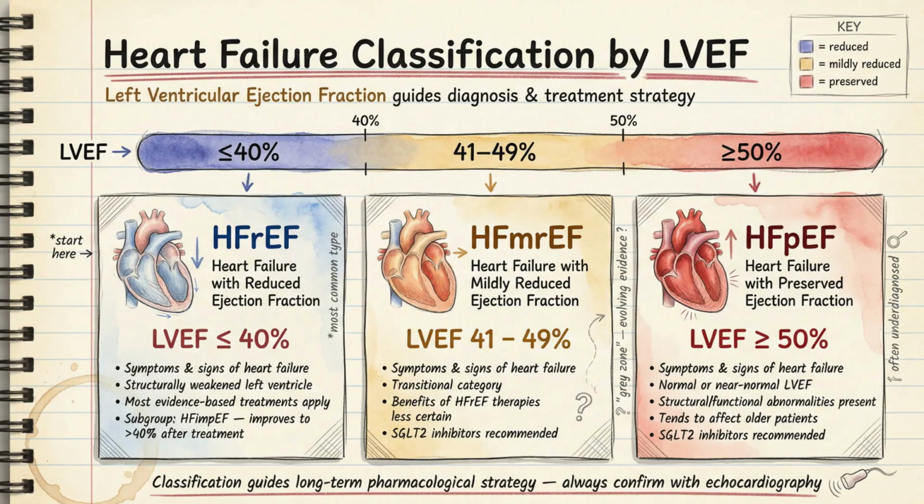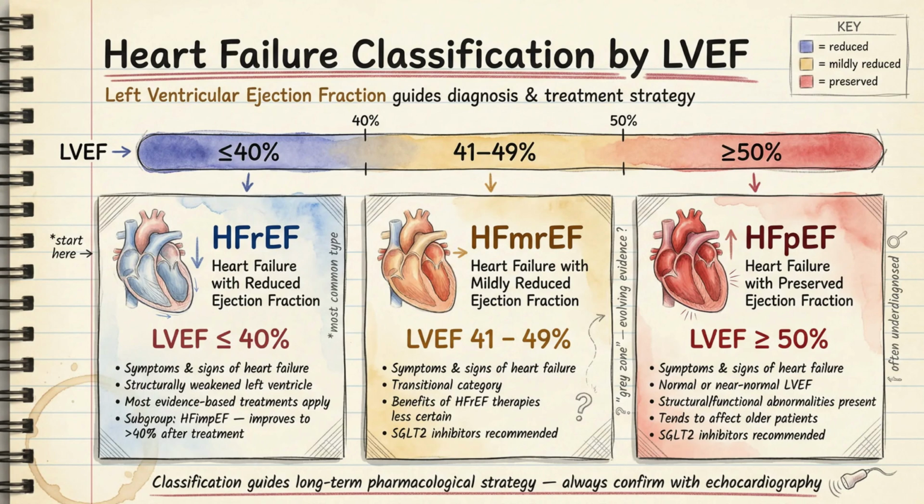Second, HFmrEF, heart failure with mildly reduced ejection fraction, LVEF between 41 and 49%. This is a transitional category, sometimes called the gray zone.